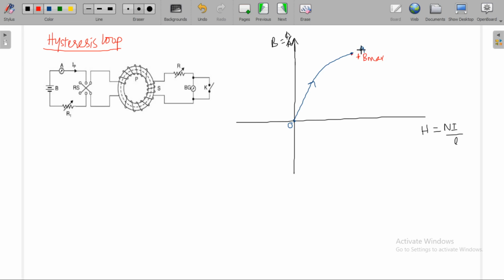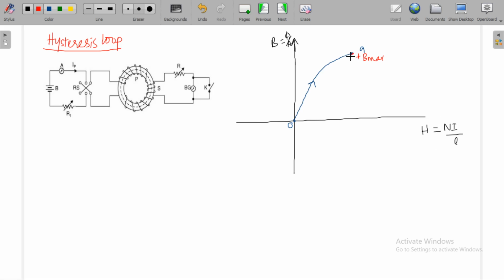This point is the maximum value. Beyond this point, even though you increase H, B will not increase. Okay, you know the reason, right? Almost all domains will get aligned themselves in one particular direction at this point of time. So no domains are present for alignment, and even though you increase H, B will not increase. It reaches its maximum value at this point, right?